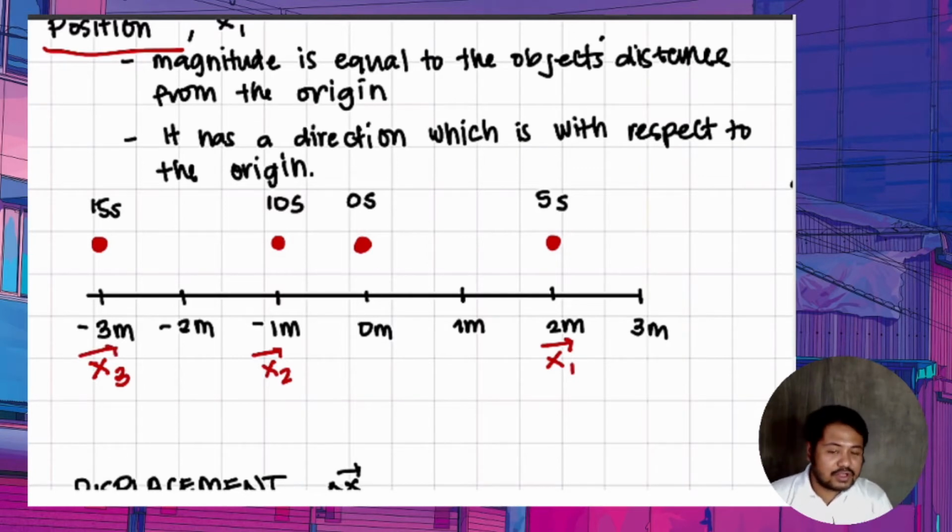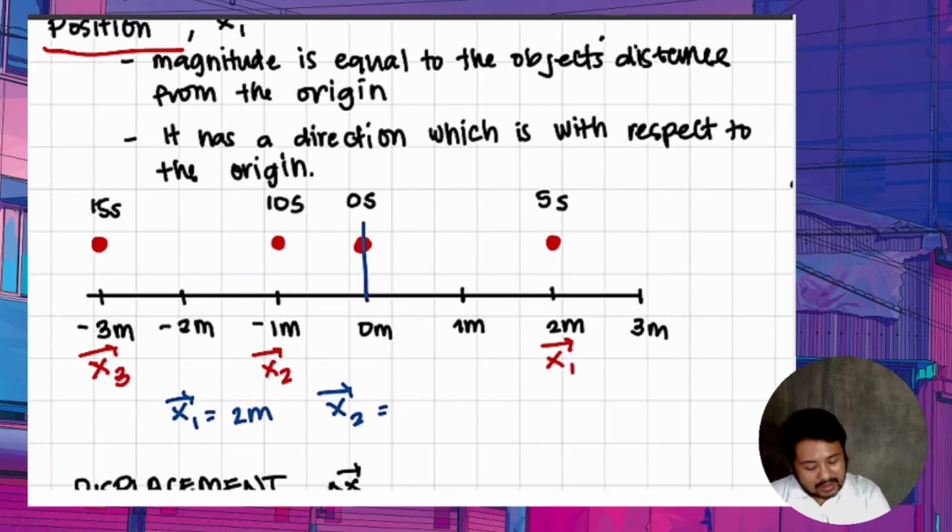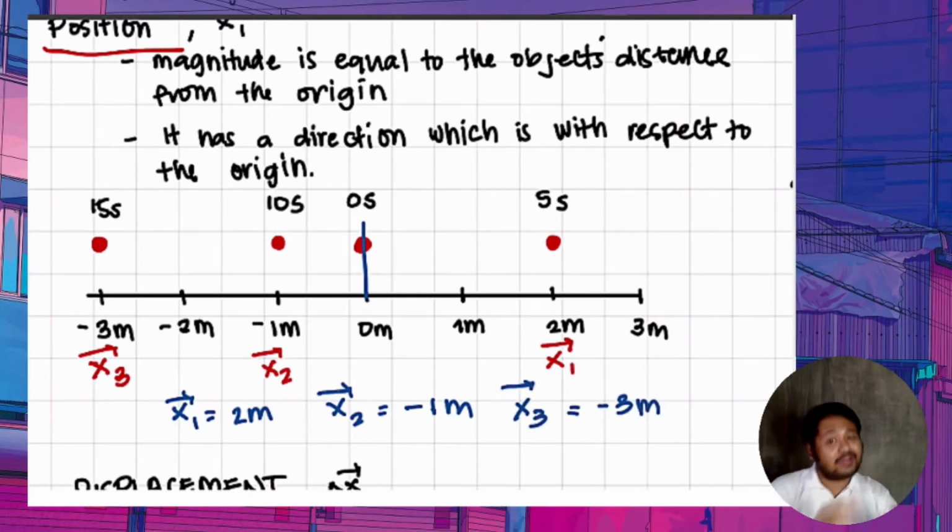Yan. So, measured from the origin man kaya. So, x1 for us is just equal to measured from the origin. So, 0 meter going to 2 meters going to that 5 seconds. So, that's just 2 meters. And we have x2. That is obviously 1 meter left of the origin at the 0 second mark. That is -1 meter. And then we have x3. That is just equal to -3 meters. That's 3 meters to the left of our origin.